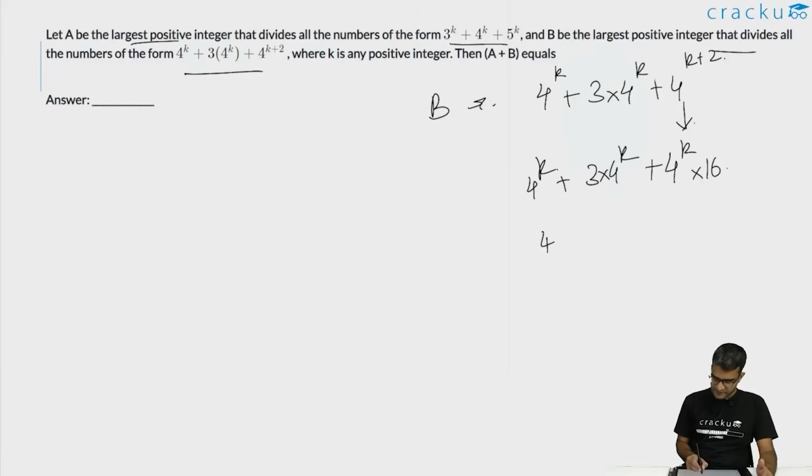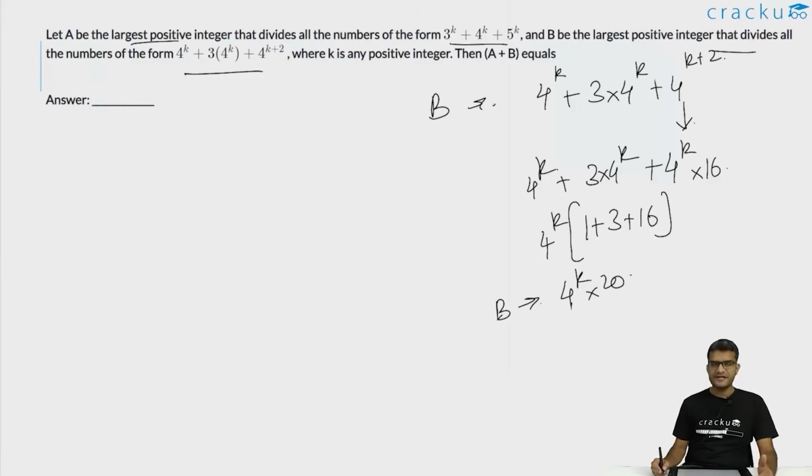So now if you are taking 4 to the power k common, this is 1 plus 3 plus 16. This is equal to 4 to the power k into 20. So B is the number which divides every number which is of the form 20 into 4 to the power k. So the value of B will be, when k is equal to 1, this is equal to 80.